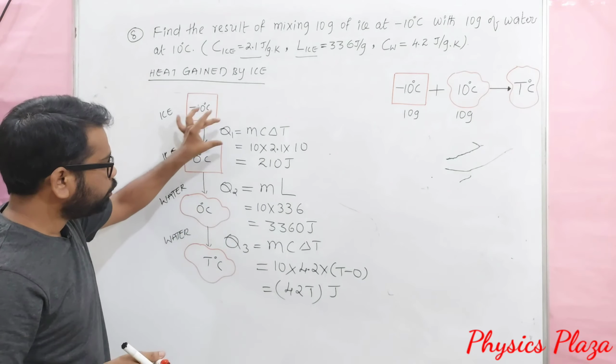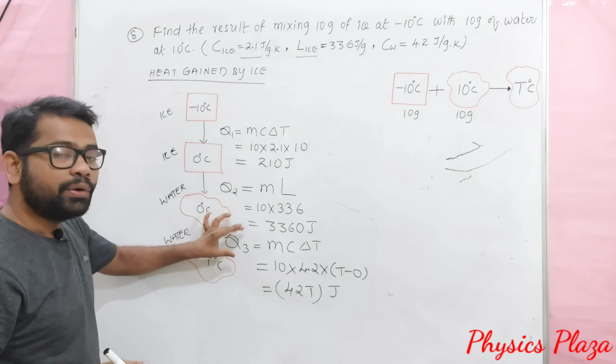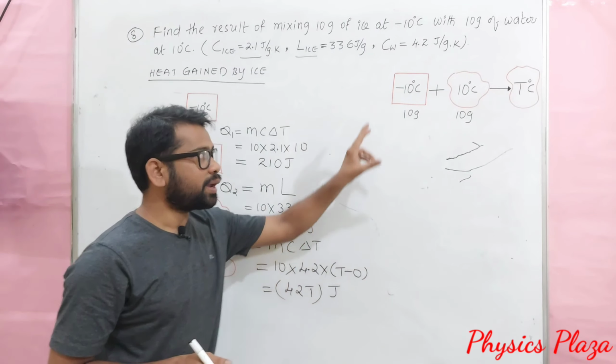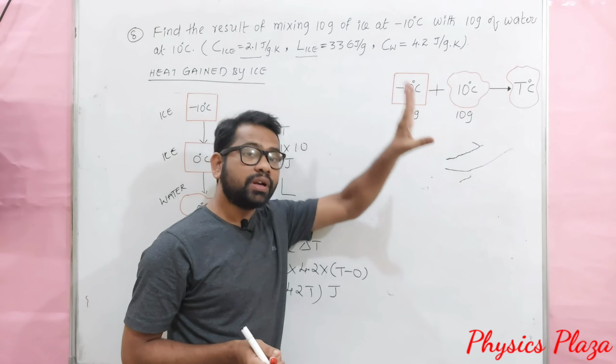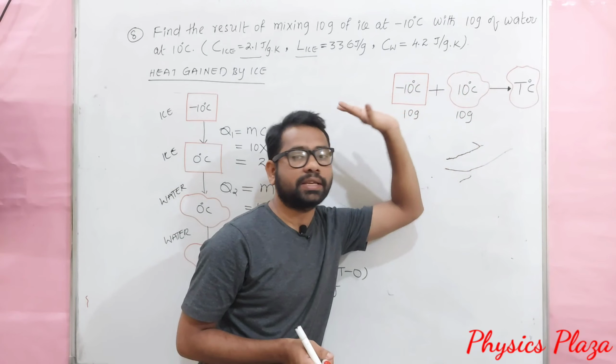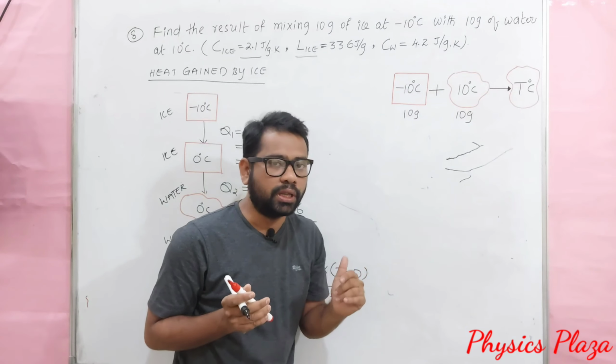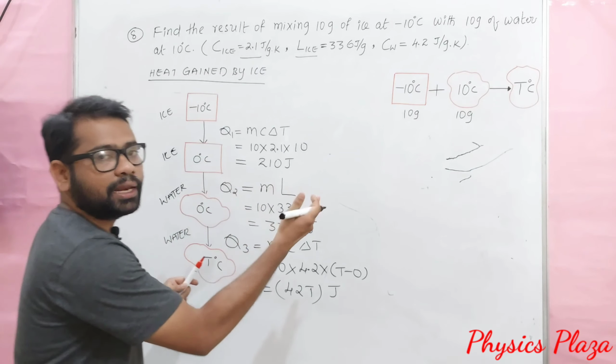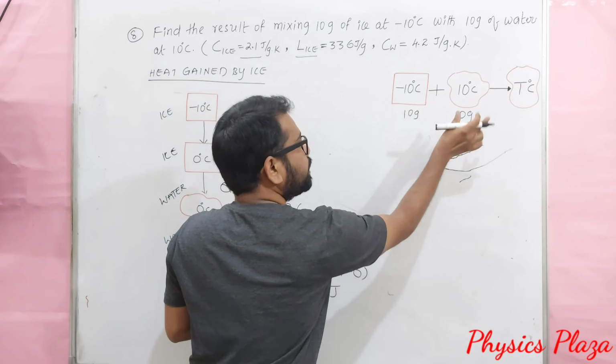Children, when we add Q1 plus Q2 plus Q3, we will get the total amount of heat absorbed by the ice at minus 10 degrees Celsius to convert into water at T degrees Celsius. It is just an assumption. This is the heat gained by the ice. Now on the other hand, let us calculate the heat lost by the water.